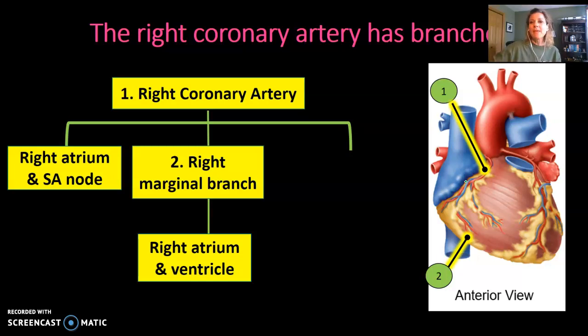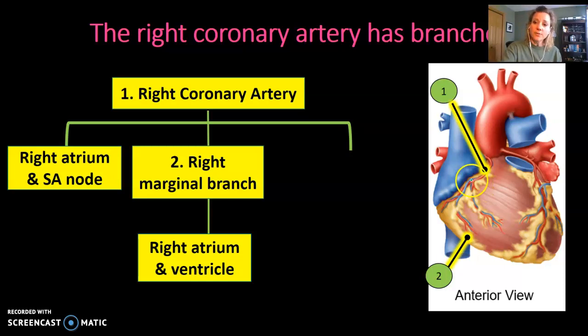All right, so the very first branch of the right coronary artery that you need to know is called the right marginal branch, and that's going to come off right over here, right where our number 2 is. And I know that there are some other arteries that you can see on the picture, but these are the main ones that I would like you to know. That right marginal branch is going to serve cells of the right atrium and the right ventricle.